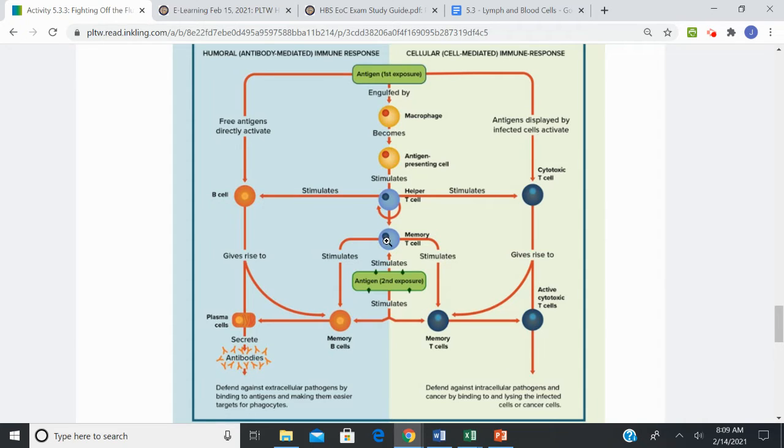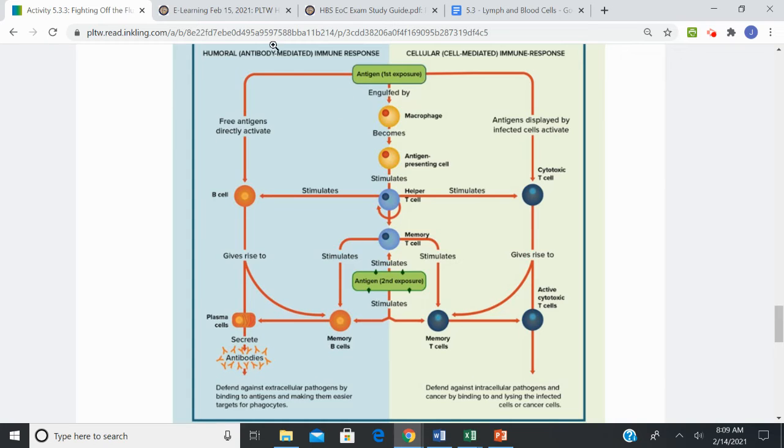And then it also causes the production of memory T cells, which stimulate memory B cells to be made and memory T cells to be made. So these will then be stored in the lymph nodes in the body. And when there's a second exposure, none of this has to happen. All of this first exposure stuff does not have to happen. Now, second exposure, we go straight to memory B cells, straight to memory T cells, which get to work right away at stopping the spread of the infection and stopping the pathogen.